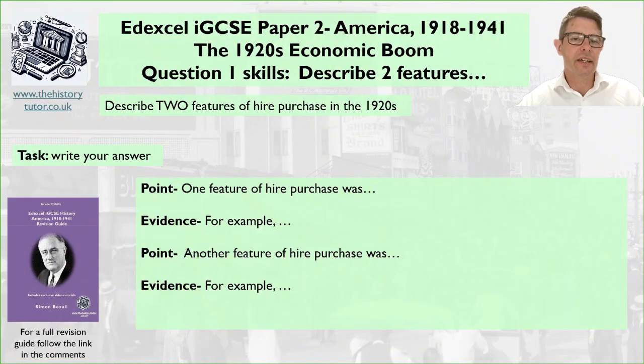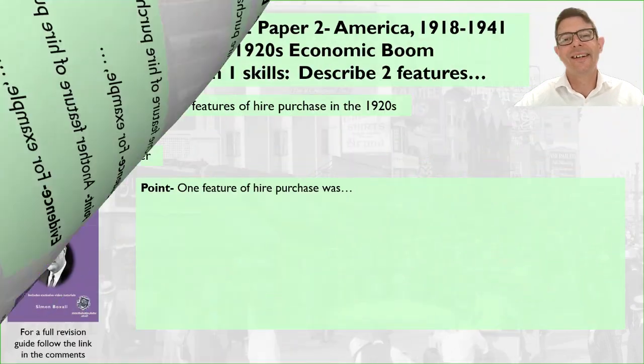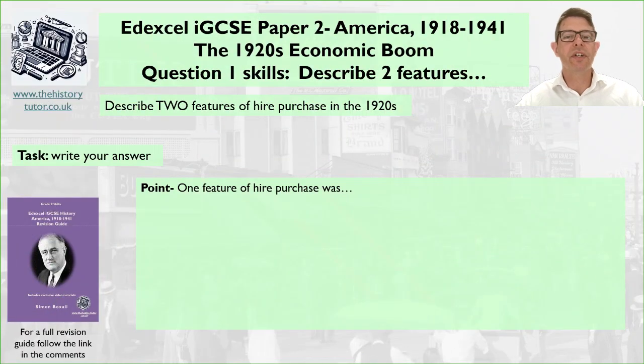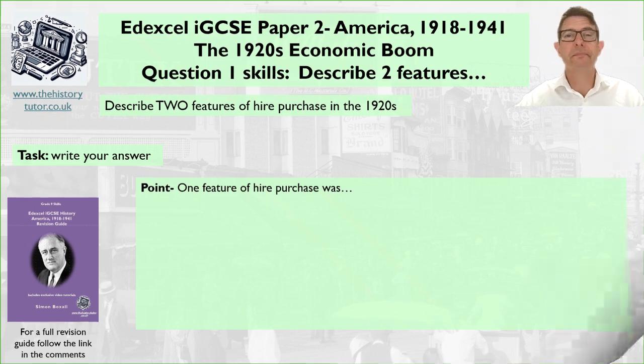So how would we write the answer? As suggested earlier, we're going to have a point, evidence, a point, evidence. One feature of hire purchase was this, for example. Another feature was this, for example. It's a nice, simple style. Let's start writing our answer then. So here's our first point started. One feature of hire purchase was, I remember we're talking about consumerism perhaps. So how would you end this sentence to pick out a point on consumerism?